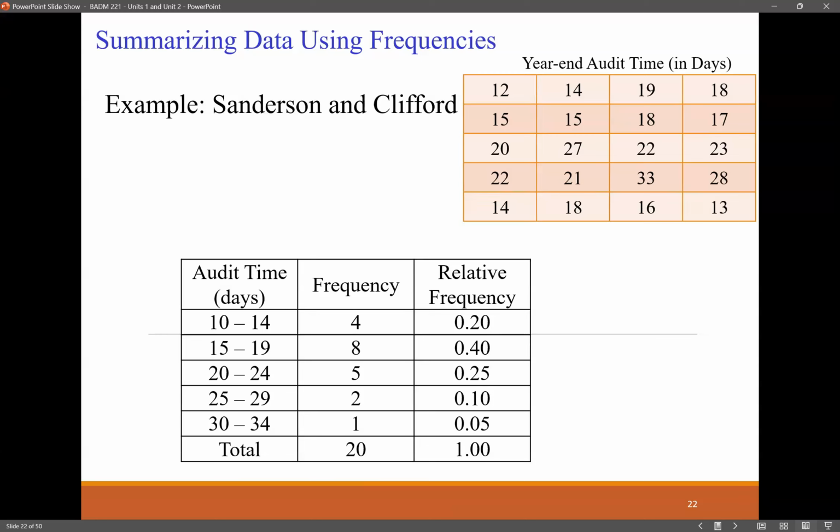Now relative frequency, the same way: how many times it is repeated out of the total. So 4 over 20, you can calculate the relative frequency. 8 over 20 is 0.4, and so the total relative frequency will always be equal to 1, and hence the percentage frequency will be equal to 100%.